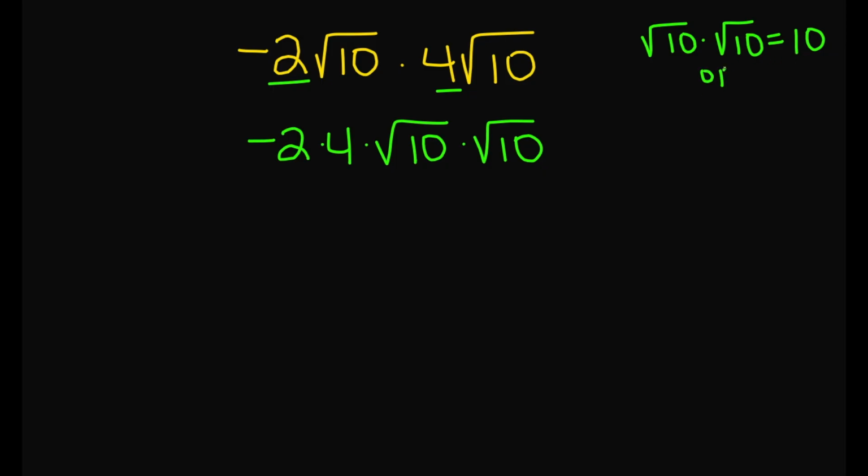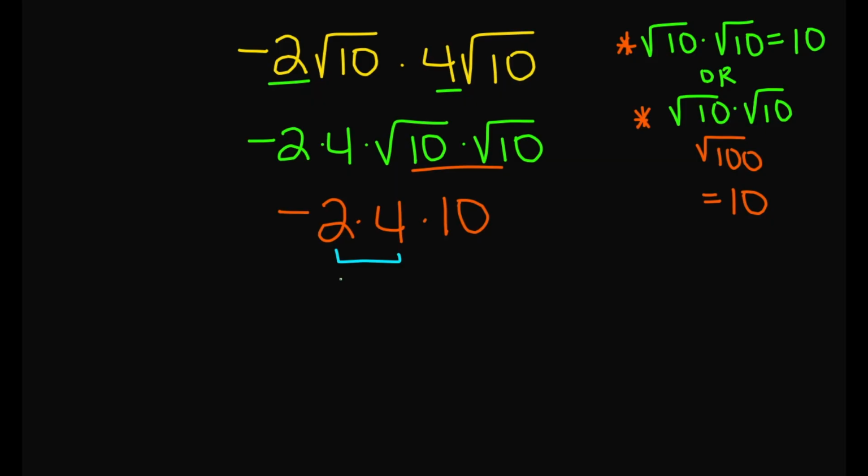Or let's say you did not know the property rule, and let's say you actually did simplify this answer. This is going to equal the square root of 100 because we did 10 times 10. And then the square root of 100 is going to equal 10. All right, so don't forget, you can use the property rule to save you some time, or if you do simplify it and go the long way, you are still going to get the answer of 10. So remember, this right here, this is going to equal 10. So we have negative 2 times 4. This is going to give us negative 8. And then negative 8 times 10, this is going to give us negative 80. So your final answer here is going to be negative 80.